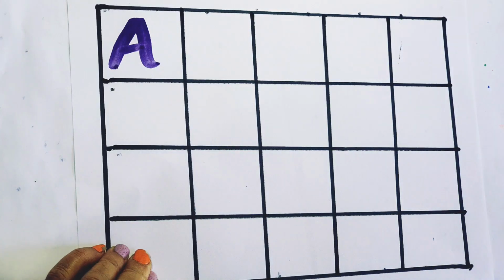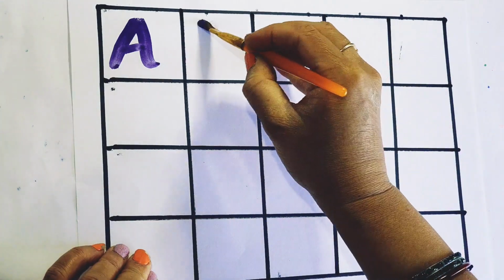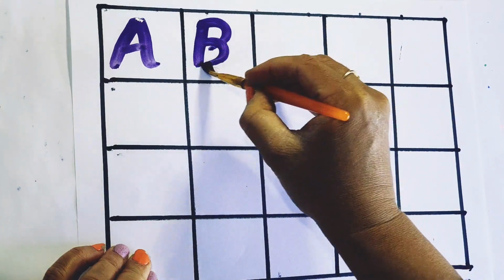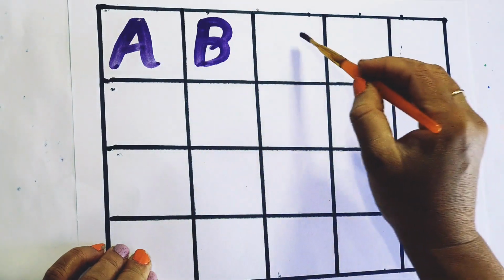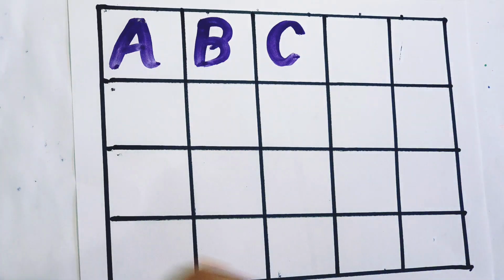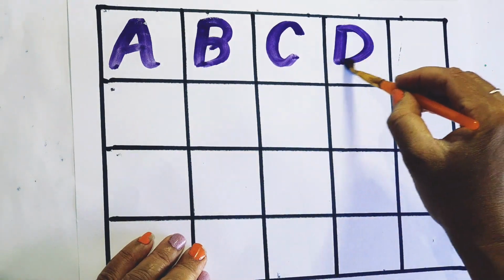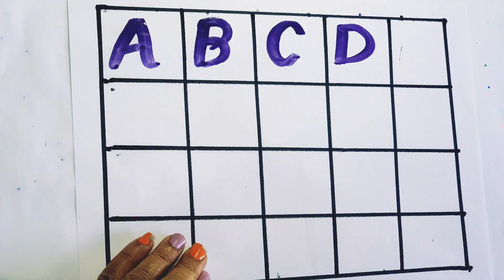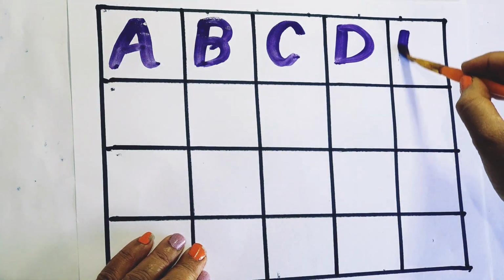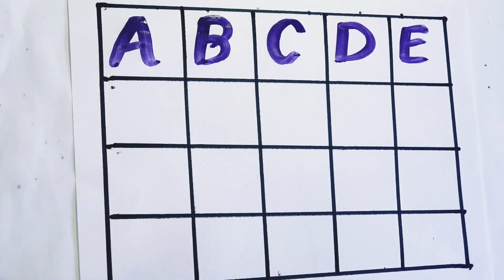A for aeroplane. A for arrow. B for bat. B for ball. C for cat. C for cap. D for dog. D for donut. E for egg. E for eggplant.